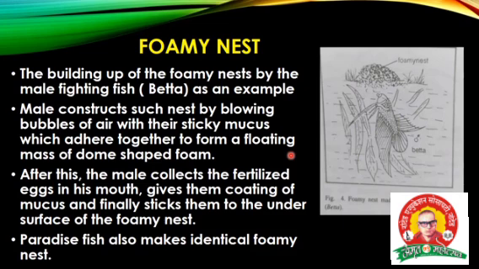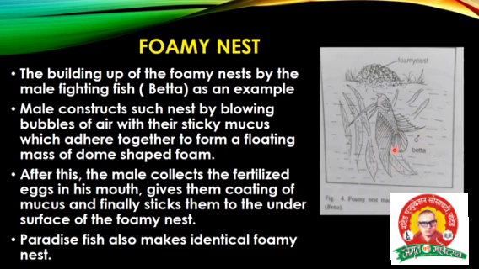This is the first example, fish species which build the nest, and the next one is without nest. This example belongs to the fish species which build the nest, that is the foamy nest. This one is the foamy nest made by a male fighting fish, Betta. You know, the Siamese fighting fish, one of the best examples of aquarium fish. That is also called the Betta. Siamese fighting fish is the common name. This is the fighting fish.